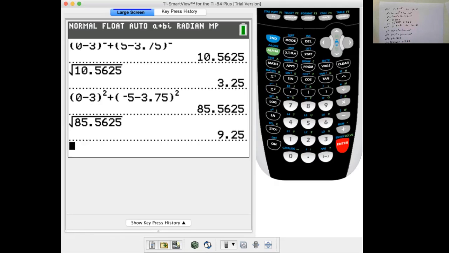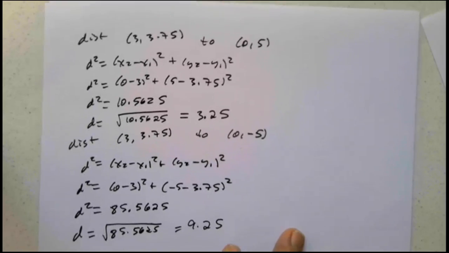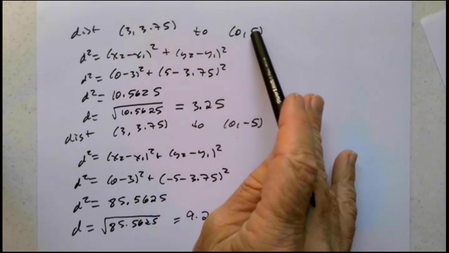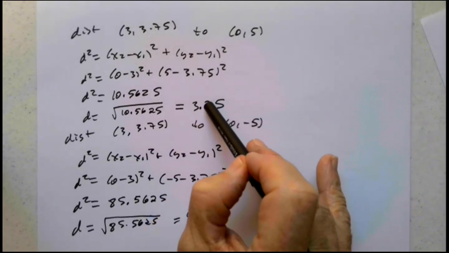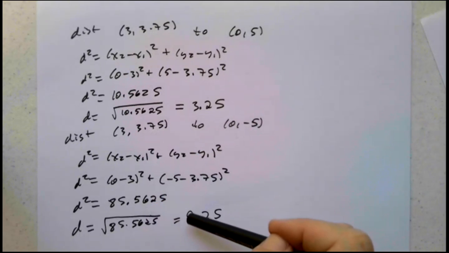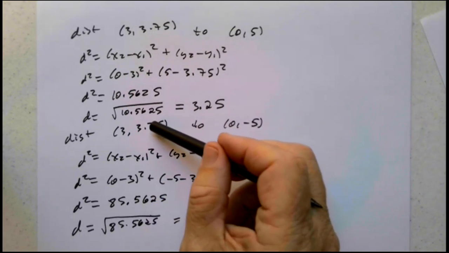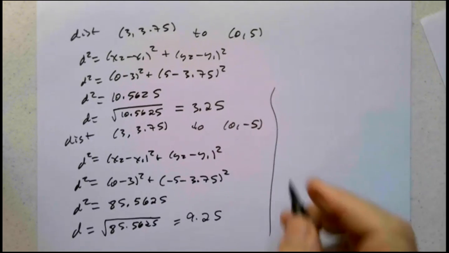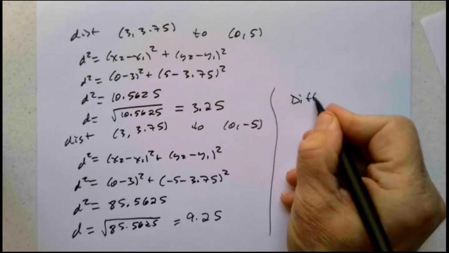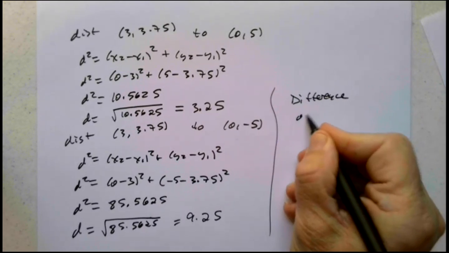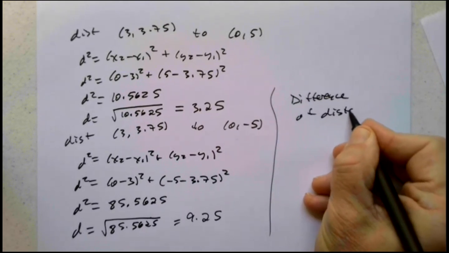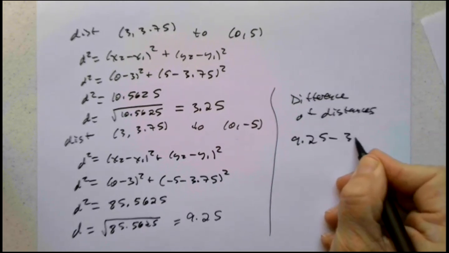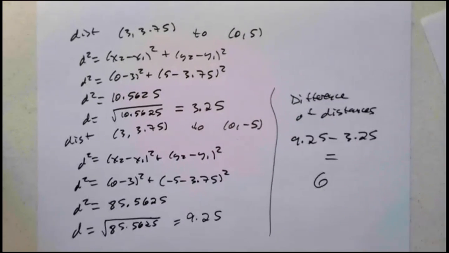So let's take a look at these two distances. The first distance from the point to the closer focus was 3.25. Then the distance from that same point to the farther away focus was 9.25. So what is the difference of the distances? The difference of distances is 6, right? 9.25 minus 3.25 equals 6.